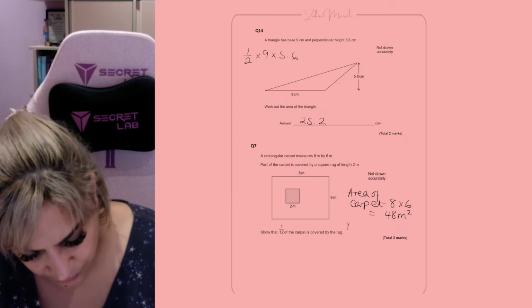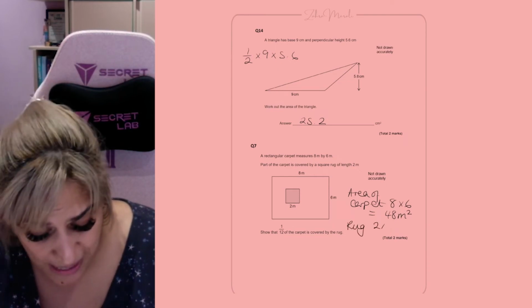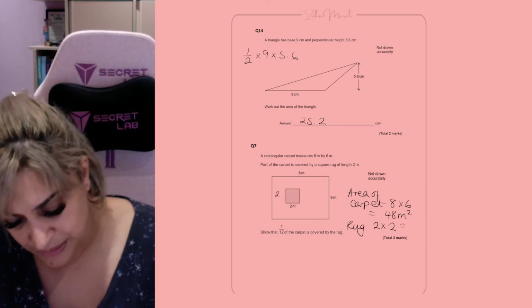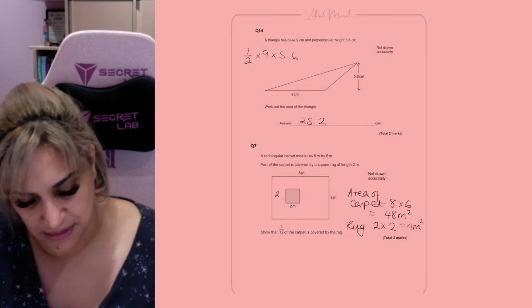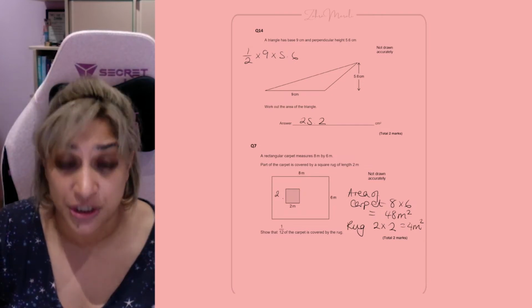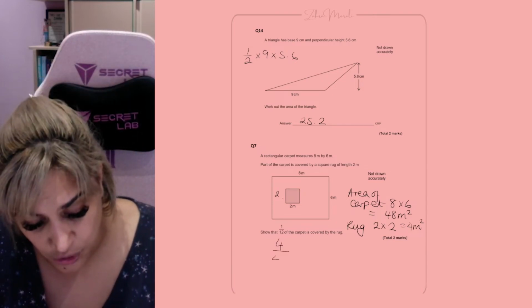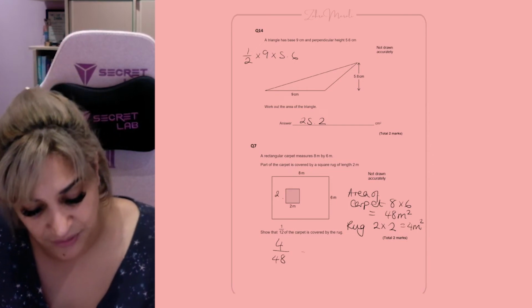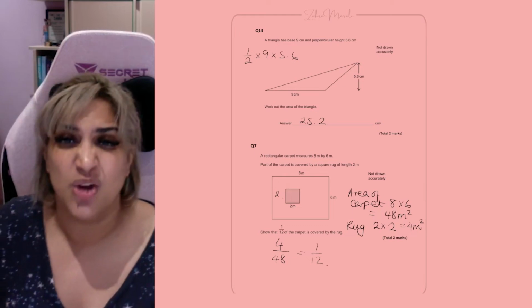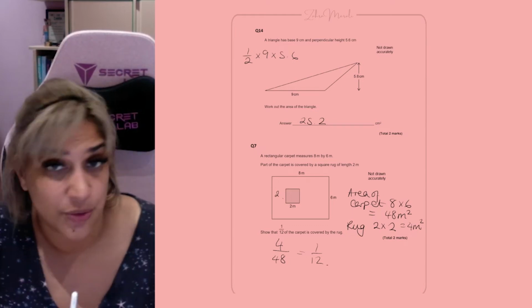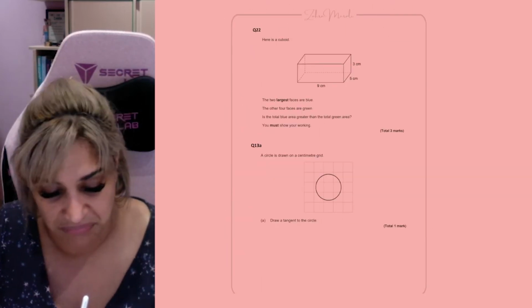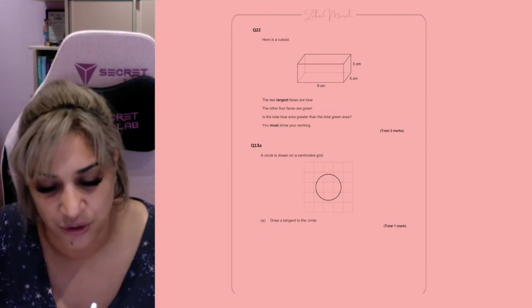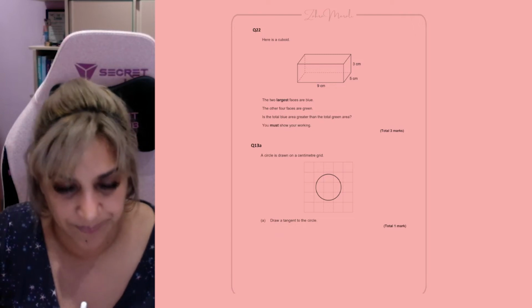And then we've got the rug, which is a square. So it means both sides are the same. If that's 2, that's also 2. And that's 4 meters squared. Now, as a fraction, you're going to put 4 over 48. And you're going to say to yourself, does it cancel down? It does. It cancels to a 12th, which is what we expect. So it's correct. It's saying show that this is true, so the fact that you've got it to be true means it must work.